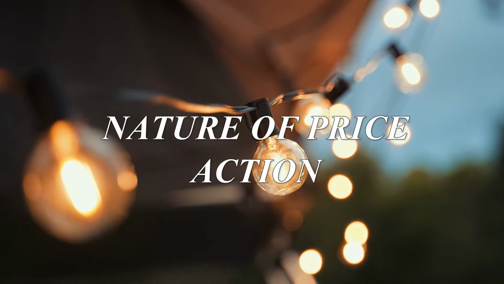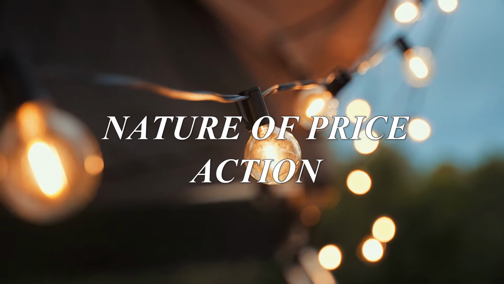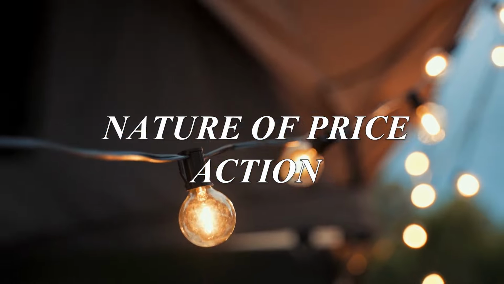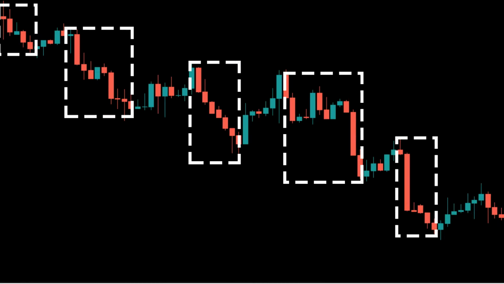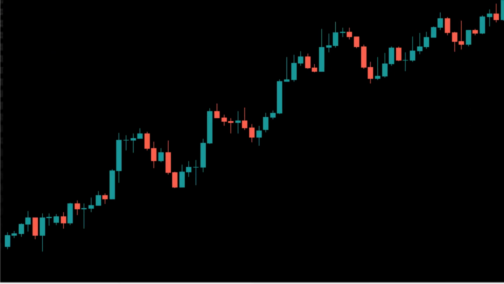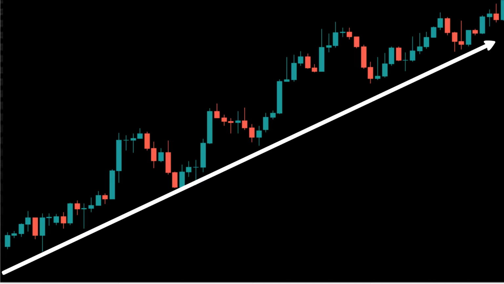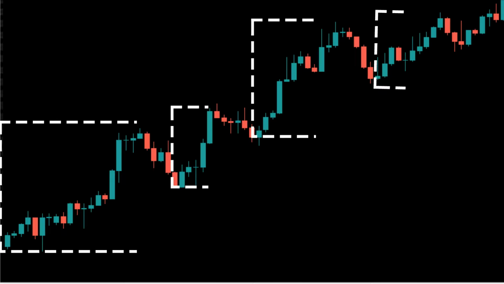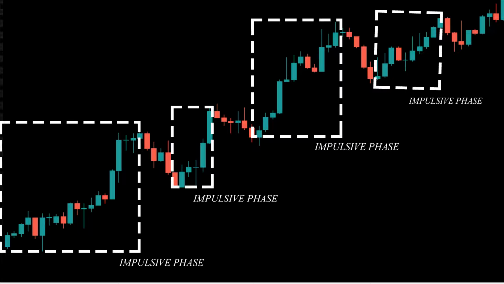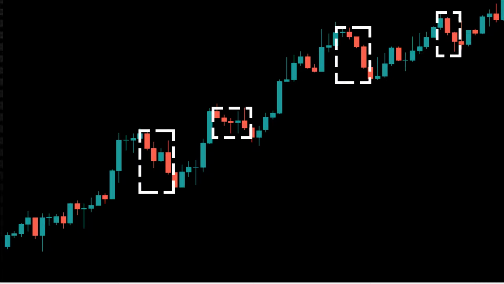Understanding the price movement. The price moves in two different phases. We have the impulsive phase and we have the corrective phase. Now, if the price is trending to the upside, the massive bullish movement to the upside is known as the impulsive phase, while the low momentum corrective movement is known as the corrective phase.